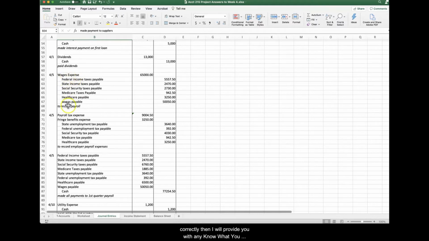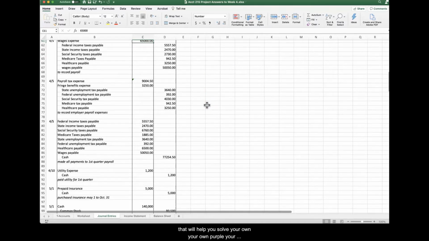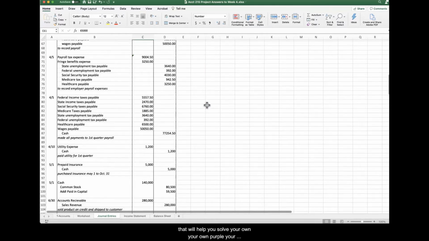I would say wages to record payable and to record employer expenses and first payment of quarterly payroll. Those are probably the most cumbersome. And if you see, you'll see all of the correct amounts here. So then hopefully that will help you solve your own portfolio project. But those are all the entries for April.